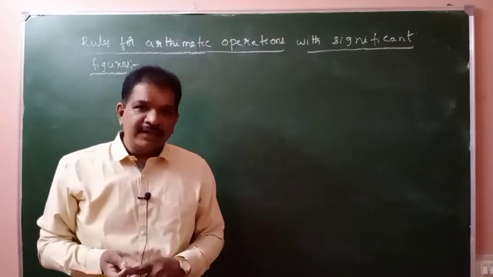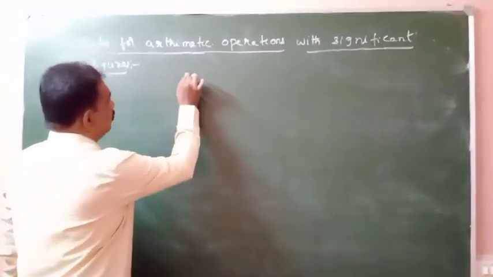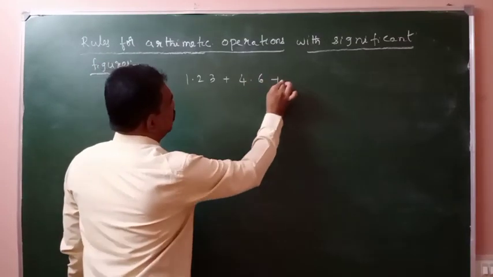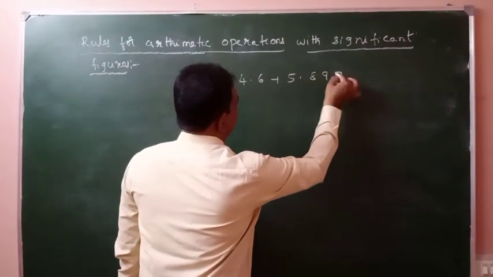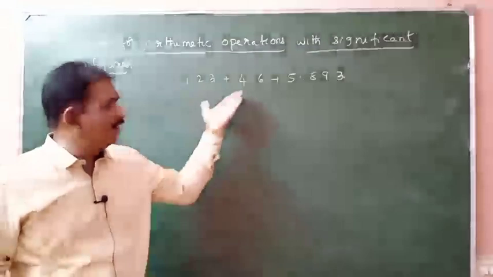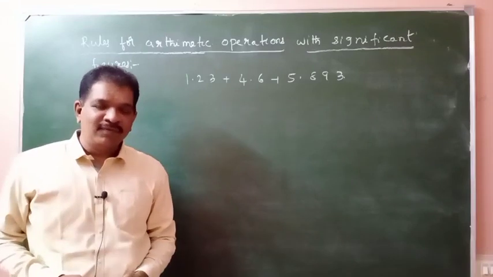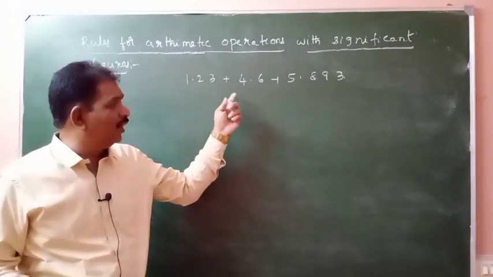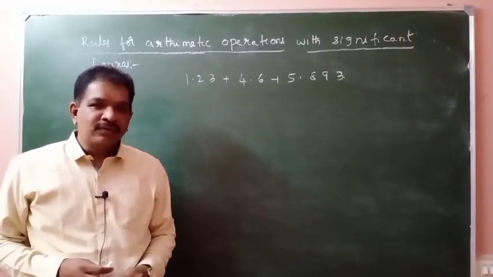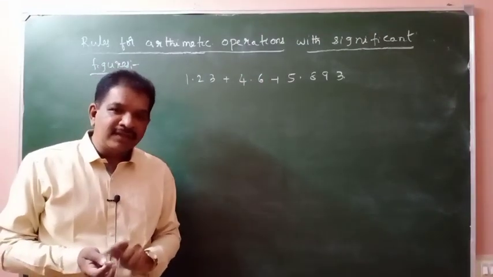Listen. In addition or in subtraction, the question will be like this: 1.23, 4.6, 5.893. 3 numbers are given. They will ask what is the value. It is looking like simple only. Addition and subtraction we do before 5th class only. All of you know about this. Just adding and giving the answer, that is not the correct way. So according to the significant figures we have to do in addition or in subtraction.